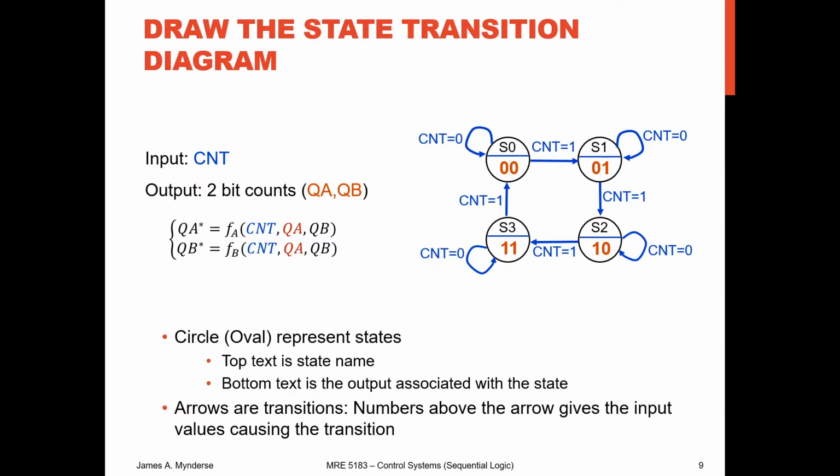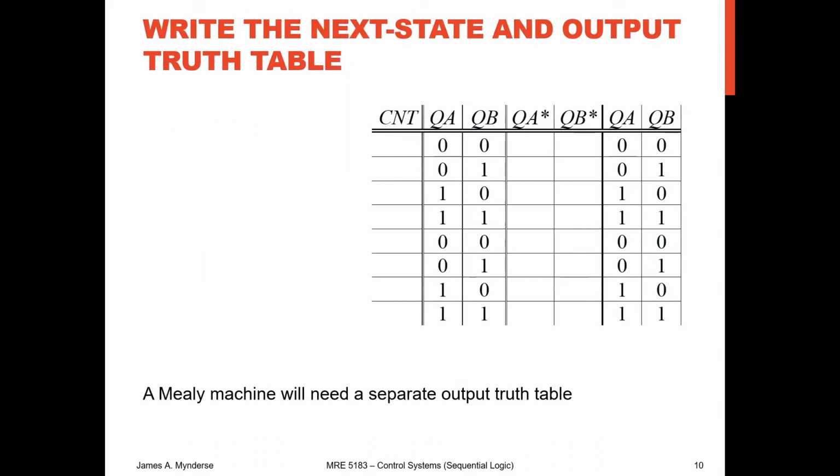And then we should be able to draw a next state truth table. Our next state truth table should take our count and our QA and our QB and give us our QA star and QB star. Oops, glitched again. So let's draw in some lines to differentiate some things. So these are my next states.